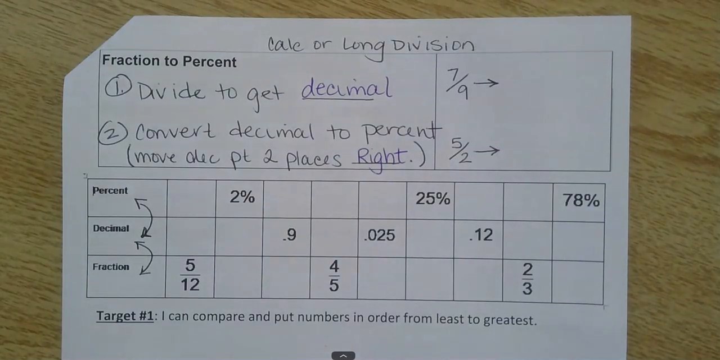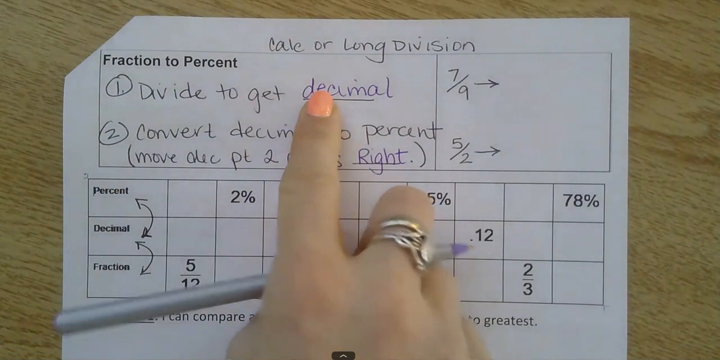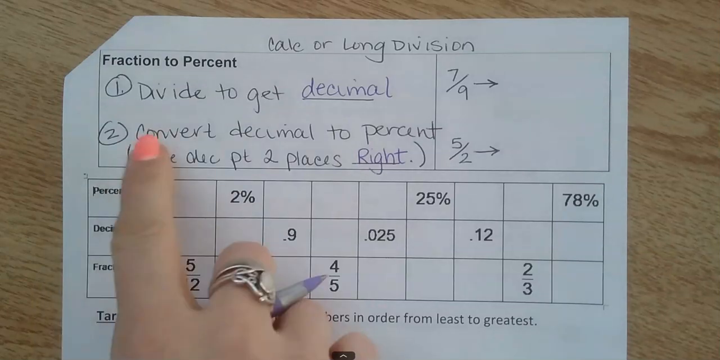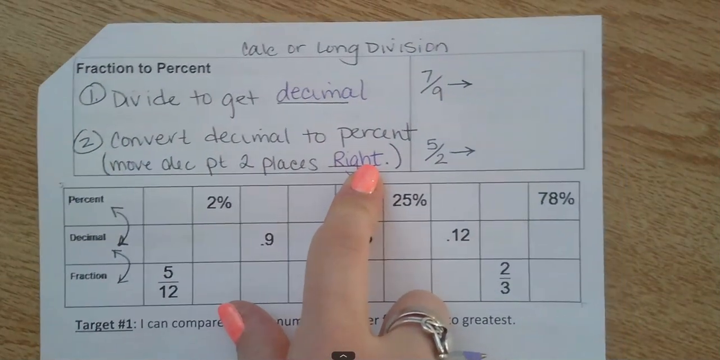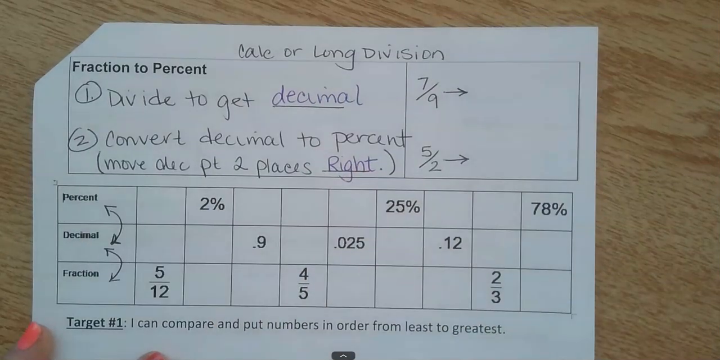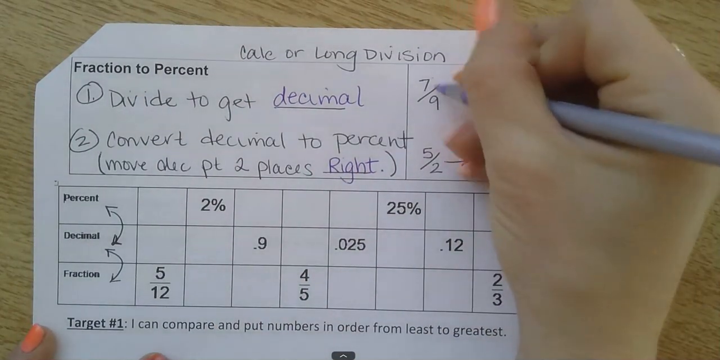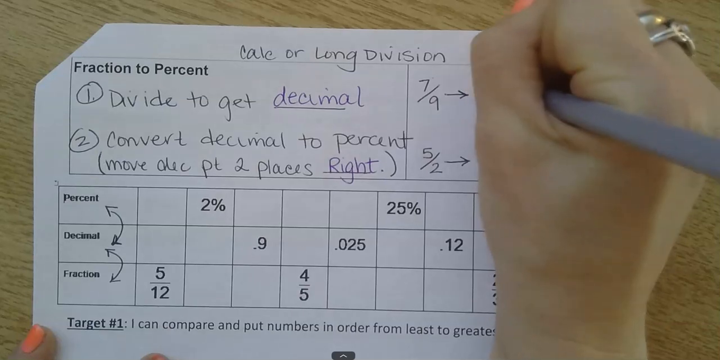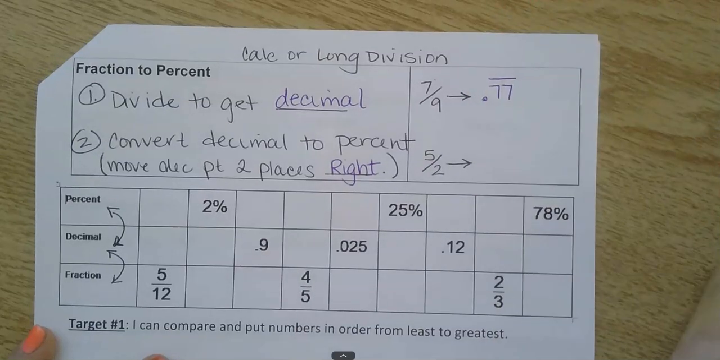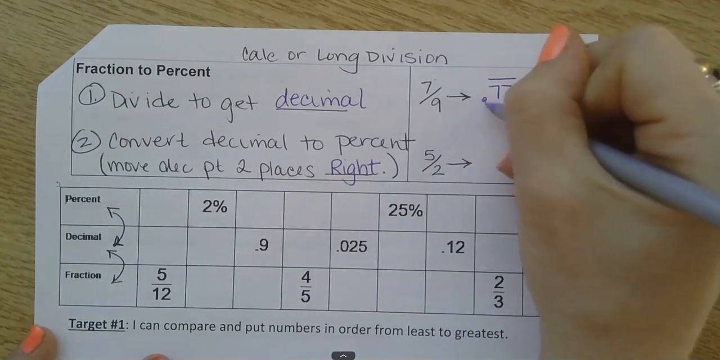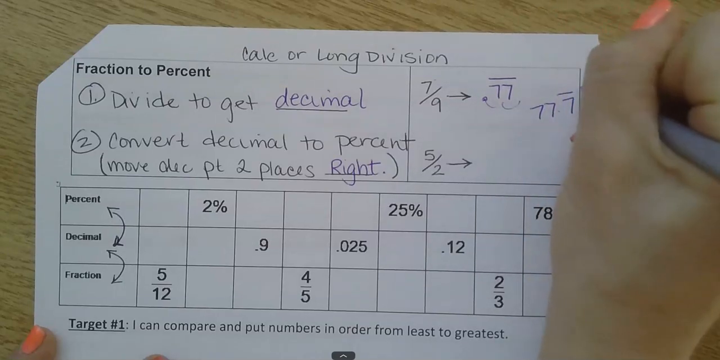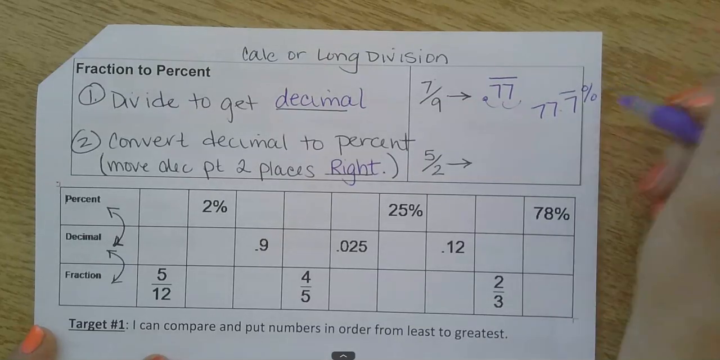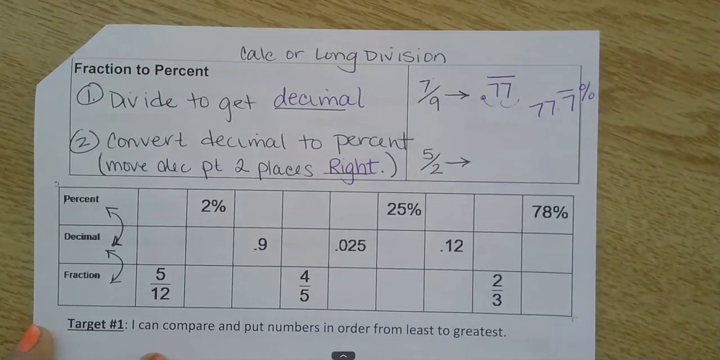Okay? So divide, calculator or long division, and then move the decimal place back over to turn it into a percent. So here we go. I'm just going to do it on my calculator. If I did 7 divided by 9 on my calculator, I get this. And to turn that into a percent, move it 2 places to the right. 77.7%, and put a percent sign on it.